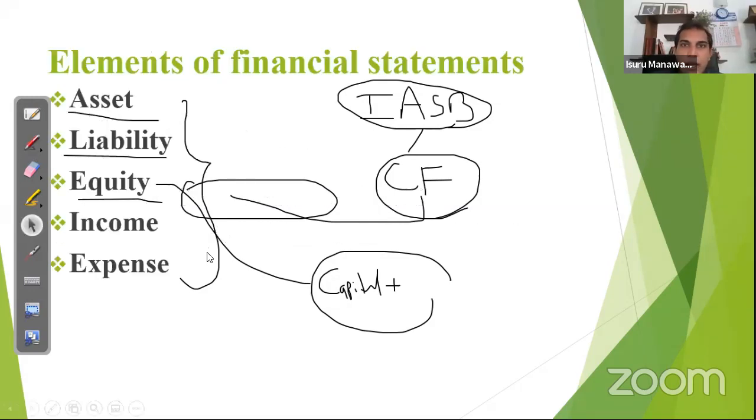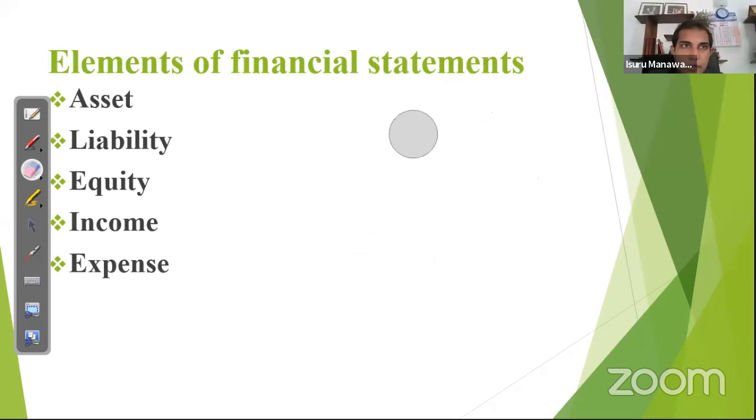Now I was explaining the origin of these elements, right? All the definitions and the items, elements listed in the conceptual framework, right? We need to give the definitions for all the elements of financial statement by complying with the conceptual framework. Let me erase. Okay, now we'll see one by one the definitions.